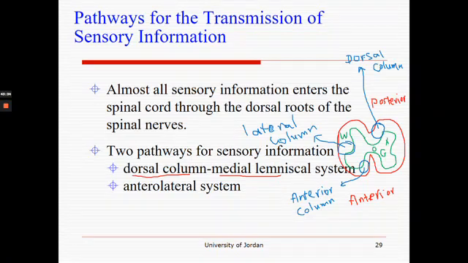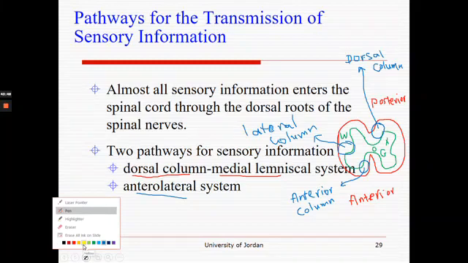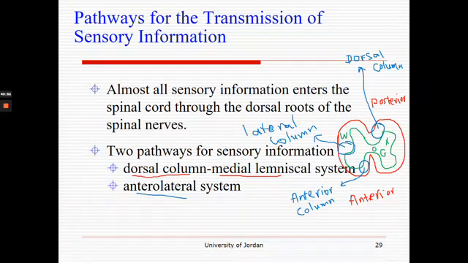So the dorsal column medial lemniscus system is located here in the dorsal column. They form the medial lemniscus. The other system is the anterior lateral column, which is the anterior lateral system, formed here in the anterior and lateral aspect of the spinal cord. This is the dorsal column system.